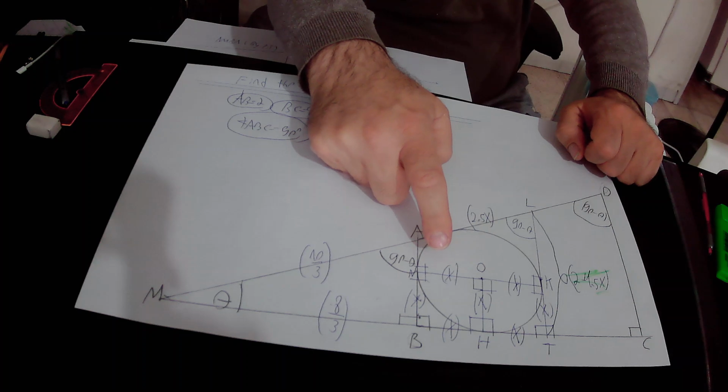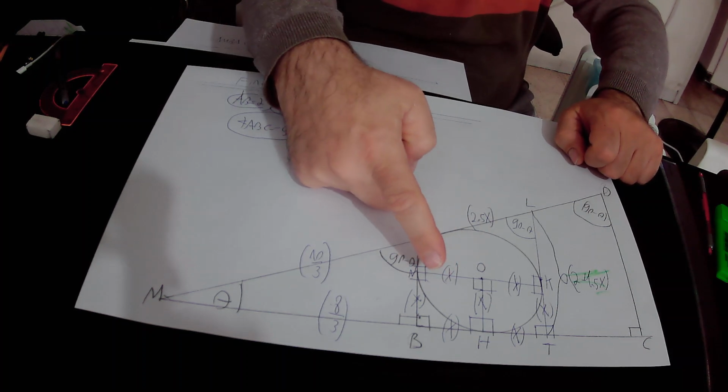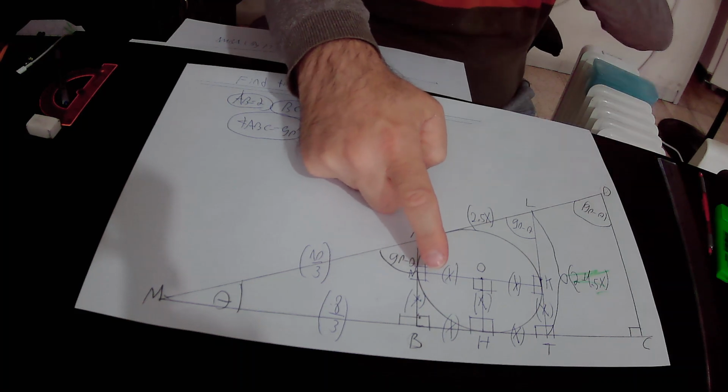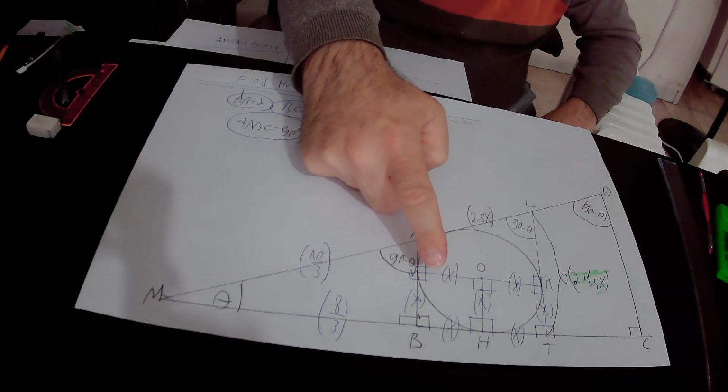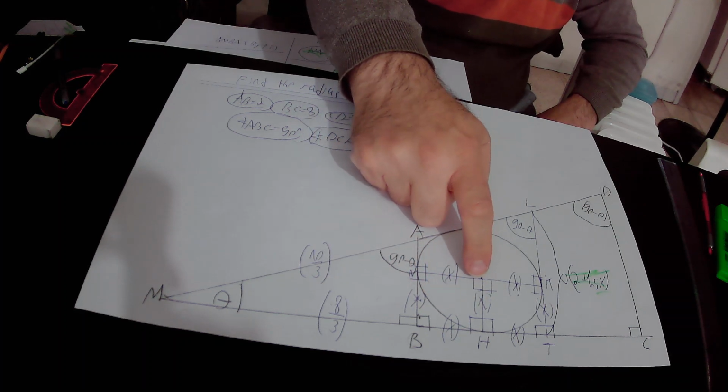Then we repeated the same process on this quadrilateral NOBH. In this quadrilateral NOBH we have 1, 2, 3 right angles, therefore the fourth angle must also be equal to 90 degrees.